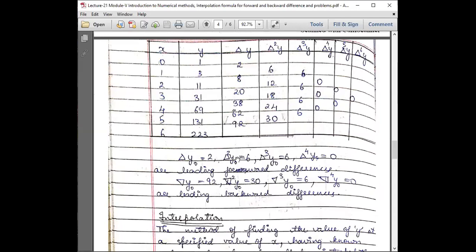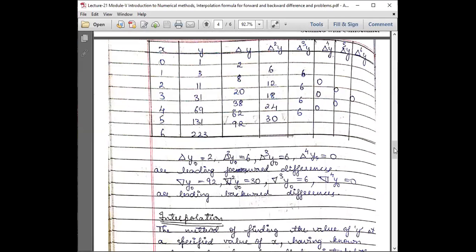Here, the leading entry delta y naught is equal to the last term, 92. Delta square y naught is equal to 30. Delta cube y naught is equal to 6. And delta power 4 y naught is equal to 0. Like that, this is the leading entry for the backward difference.